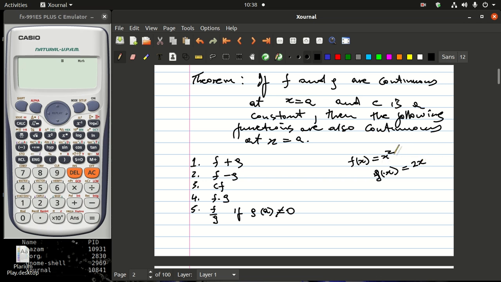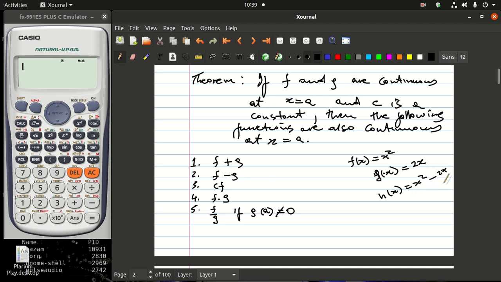Because I know that this function is continuous and that one is continuous, then my h of x, which is equal to x squared plus 2x, this I know is continuous, this one I know is continuous, then this addition of these two must be continuous. And even if I were to change now and put a minus, because this one and that one is continuous, then this has to be continuous also.